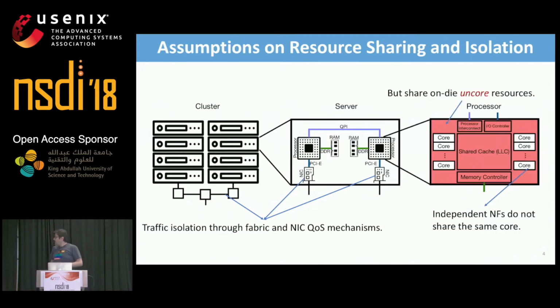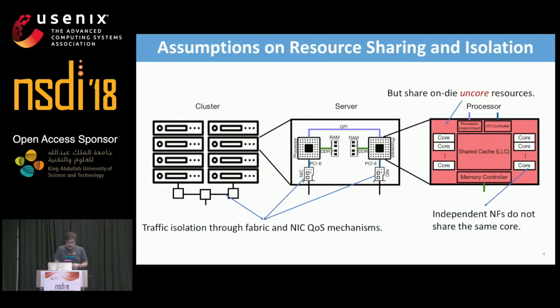So if you have an NF from tenant 1 and an NF from tenant 2, we will never schedule them on the same core. And finally, what we will be addressing is the sharing of processor resources, on-die processor resources that are not cores. This is commonly referred to as on-core resources. That consists of the I/O controller on the CPU die, the memory controller, the shared last level cache, and many other units on the processor.